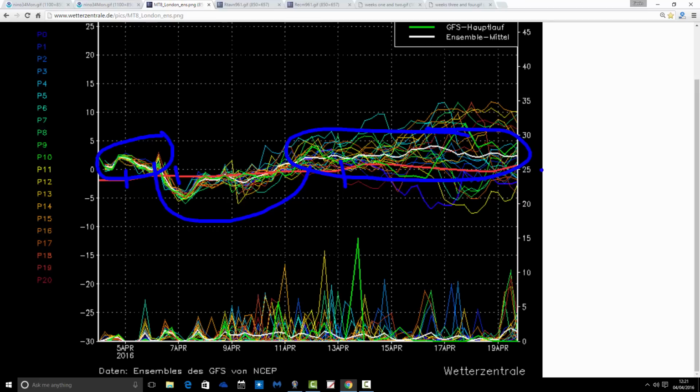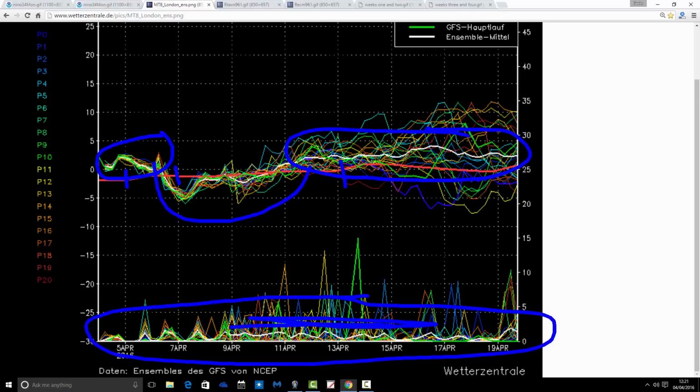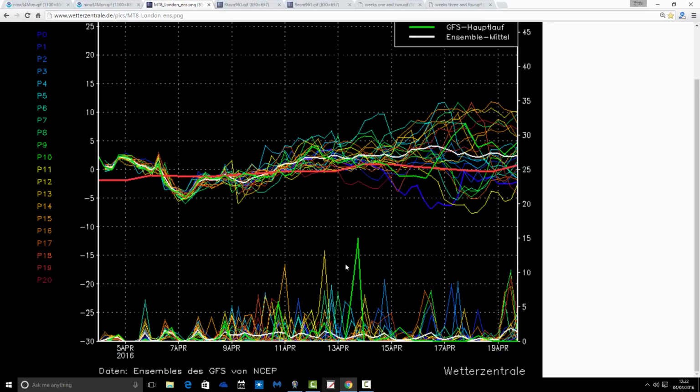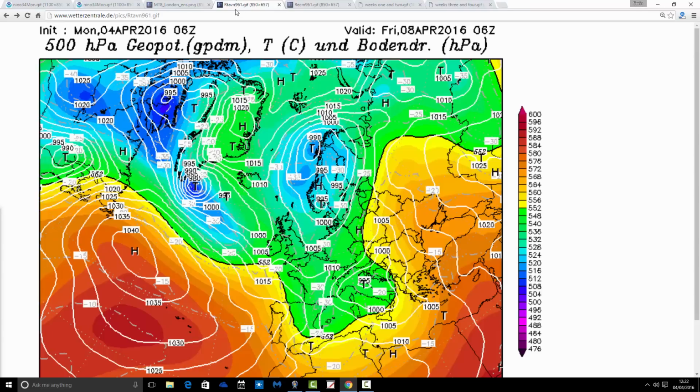So despite the fact we have got quite extensive blocking, I'll show you that in a moment, over Greenland, it doesn't look like we're going to have anything all that cold. But what we are going to get is quite a lot of rain. Look at all these rainfall spikes coming up over the next couple of weeks. Really quite an unsettled spell, especially from the weekend and going through into next week, this period just here. Lots and lots of rainfall spikes coming through then.